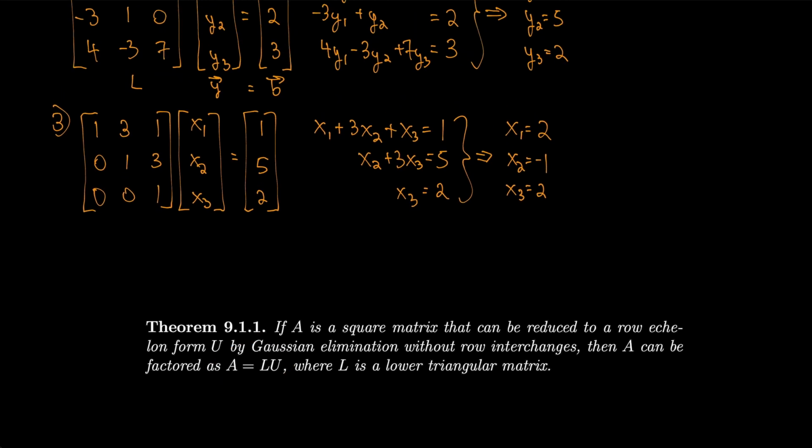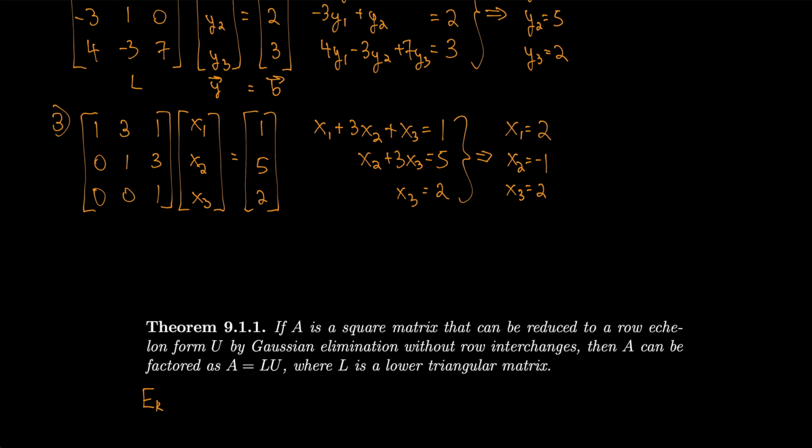So we have this theorem that if A is a square matrix that can be reduced to row echelon form U by Gaussian elimination without any row interchanges, then A can be factored as A equals LU, where L is a lower triangular matrix. So it's not super difficult to see why this is true.